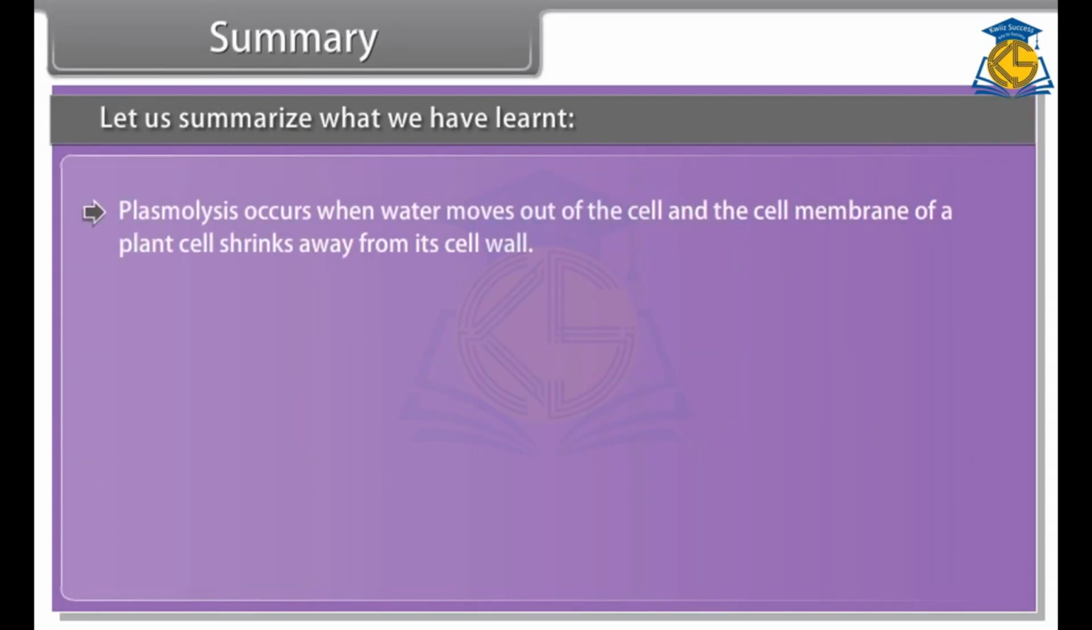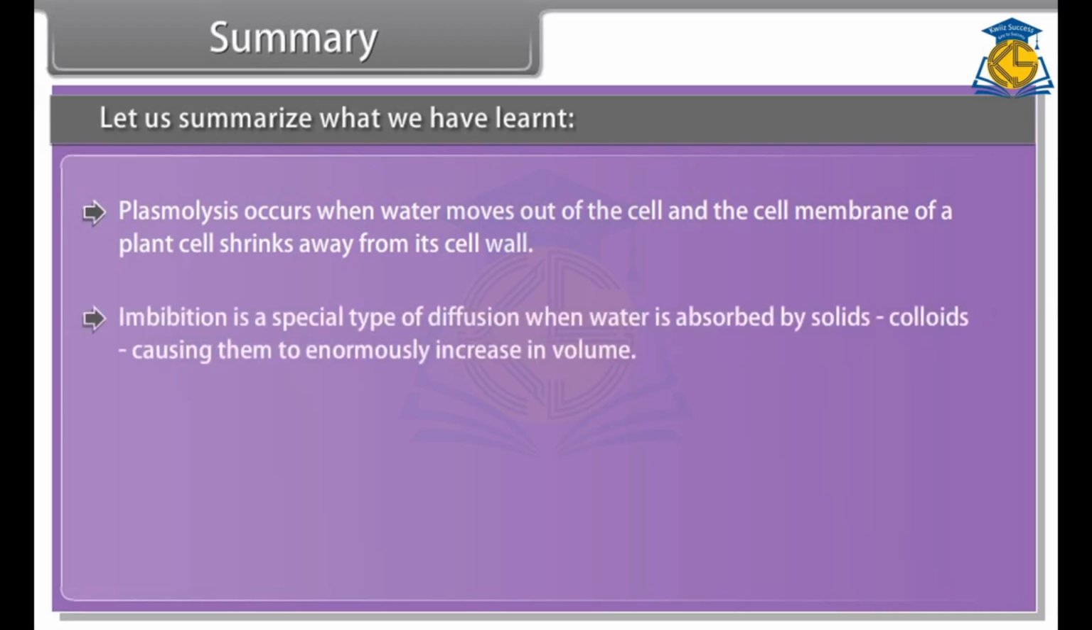Plasmolysis occurs when water moves out of the cell and the cell membrane of a plant cell shrinks away from its cell wall. Imbibition is a special type of diffusion when water is absorbed by solids, colloids, causing them to enormously increase in volume.